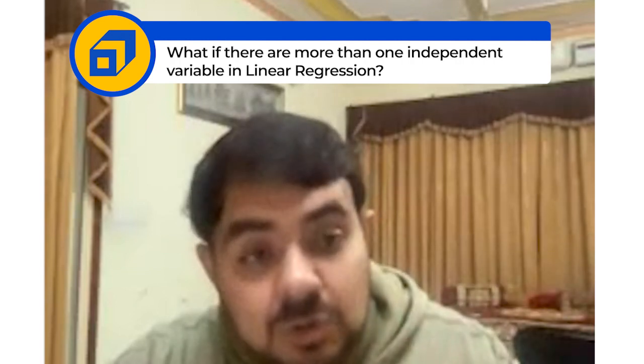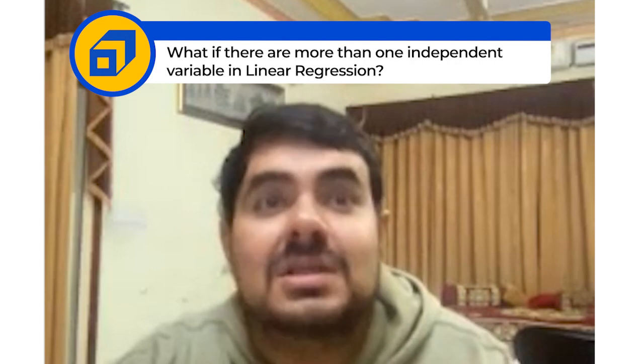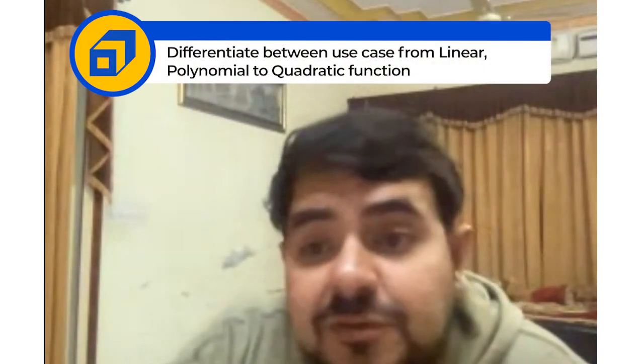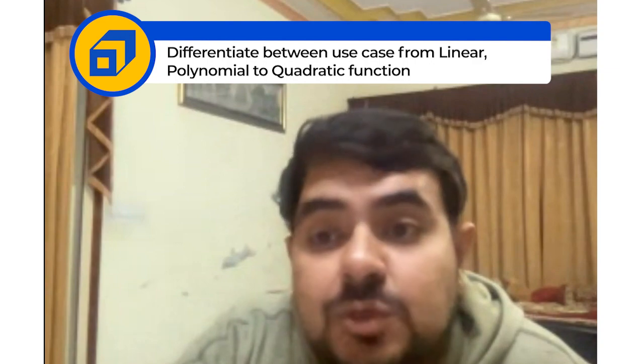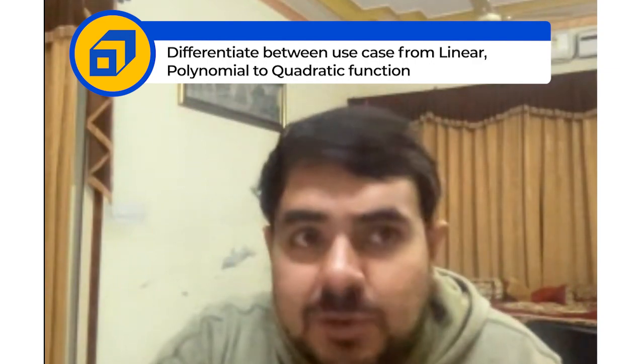But it's good to know, not just good to know, it's a must to know how it is working, because in a lot of problems, when it is not fitting, you need to figure out what's wrong with the data, why it is not fitting, and how we can fit better. How do we differentiate a use case from linear to quadratic to polynomial function? Basically, how do we differentiate in real industry problems?